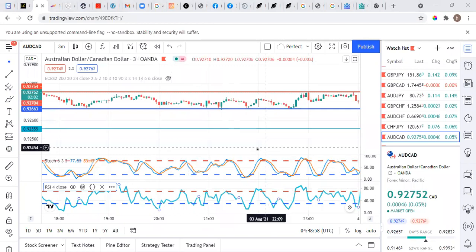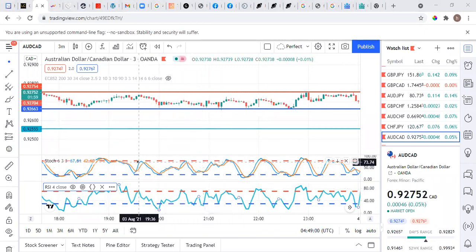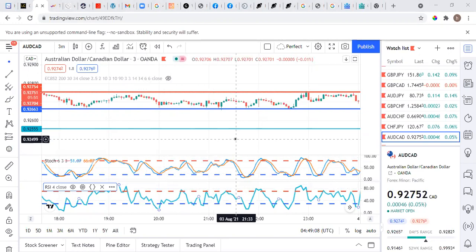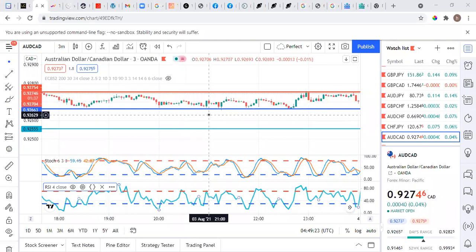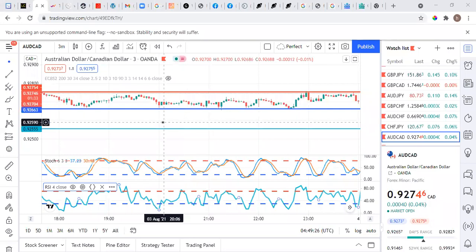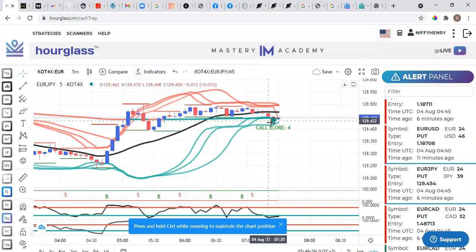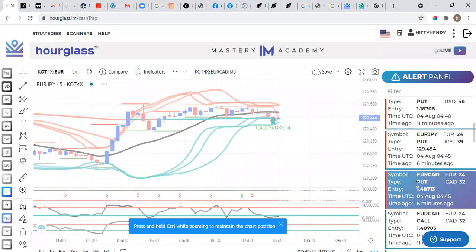But what I just want to explain to you right now is that the stochastic and the RSI give you confirmations of whether to buy or sell. Do you understand? All of these things work together. We've talked about the fundamental analysis, the currency strength meter. If the base currency is stronger, you buy. If the quote currency is stronger, you sell. And we talked about the cash trap. Are you seeing a green arrow? It's a buy.